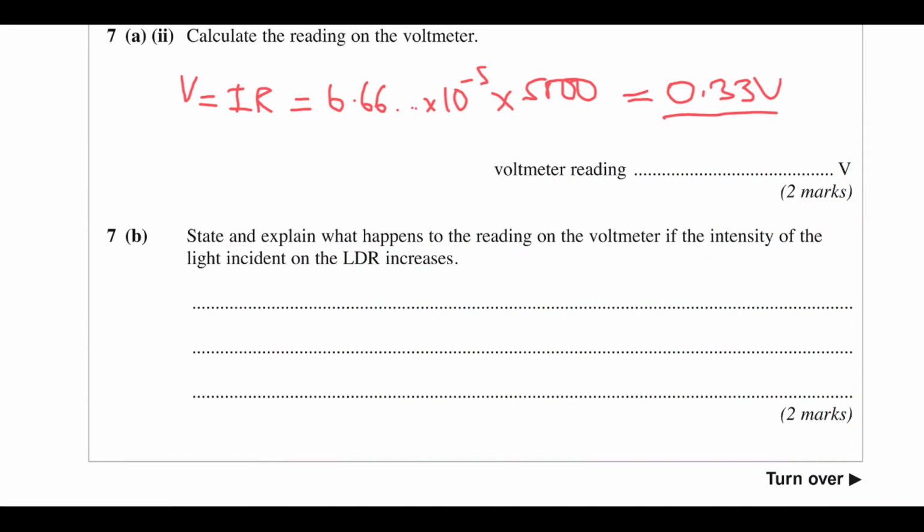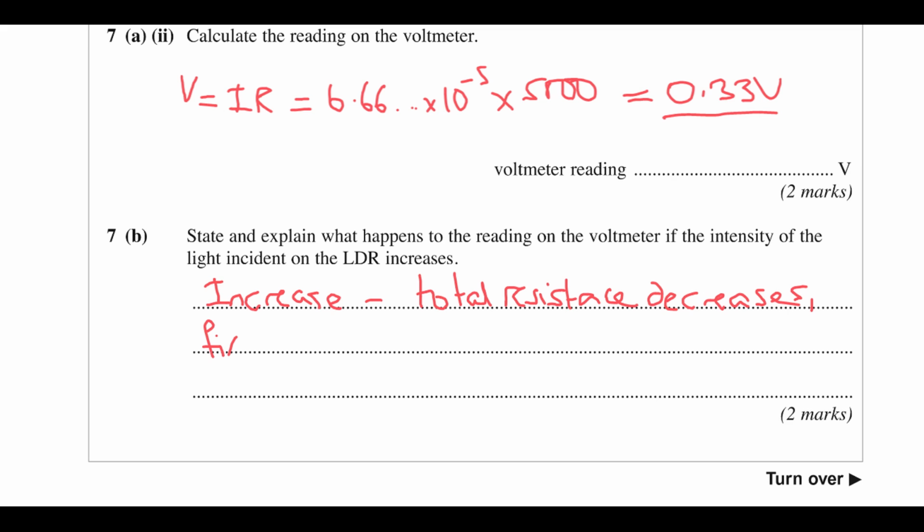State and explain what happens to the reading on the voltmeter if the intensity of light on the LDR increases. So first of all, what's going to happen? It is going to increase. That's stating what's going to happen. So what happens is the total resistance decreases. That's what happens if you increase light intensity on an LDR. Its resistance decreases, so the total resistance would decrease if one of the components decreases.